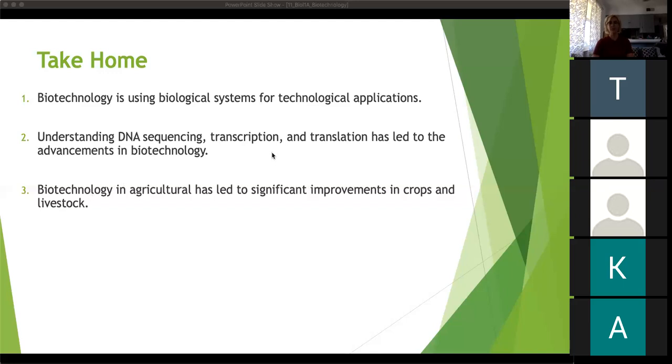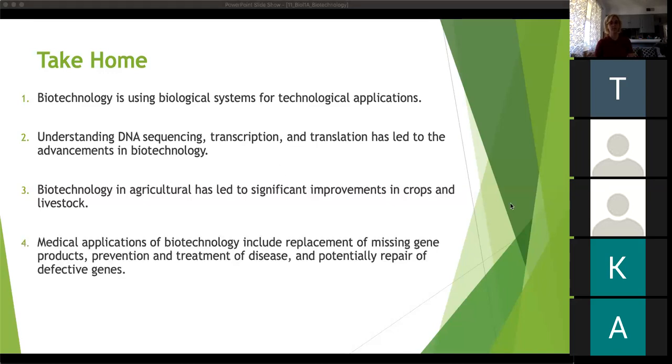Biotechnology in agriculture has led to significant improvements in crops and livestock. We now have herbicide-resistant plants, insect-resistant plants, cattle that produce higher levels of milk, and fish that grow faster. We have all of these improvements that can make food more nutritious, more accessible, and more affordable for people. And of course, there are lots of medical applications to biotechnology.